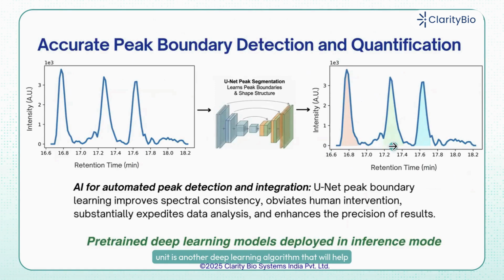UNet is another deep learning algorithm that will help you identify the peak boundaries. So all of this happens in what is called inference mode, meaning the algorithm is already pre-trained on public domain data, and the user doesn't really have to train or figure out what the parameters for the algorithm are. They simply get these peak boundaries because the algorithm is running in inference mode.